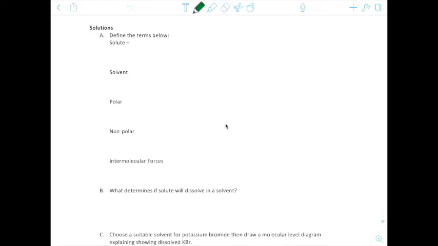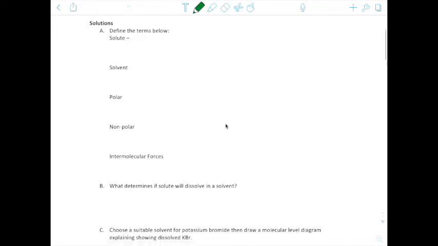Polar is talking about a substance that is not sharing the electrons equally, and so therefore it creates a positive and a negative pole. Nonpolar would be sharing the electrons equally, and it doesn't have a positive or a negative pole. It's just neutral. And then an intermolecular force is the attraction between molecules. So this is not the chemical bonds that are holding a molecule together. It's the attraction from one molecule to another.